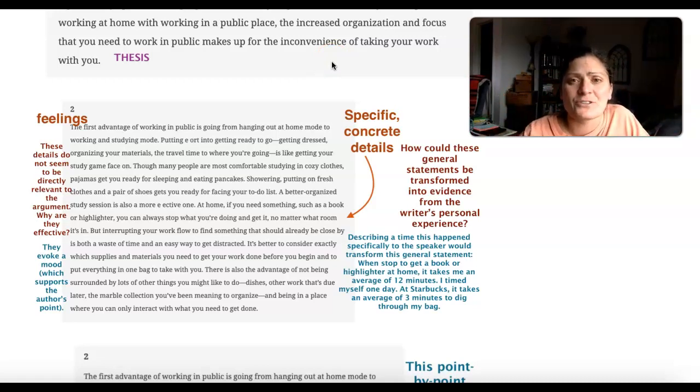So these are the pros and cons on this essay, things to look for, things to improve upon.